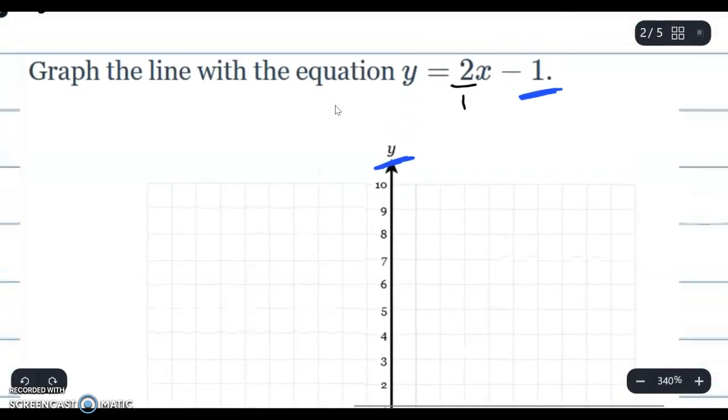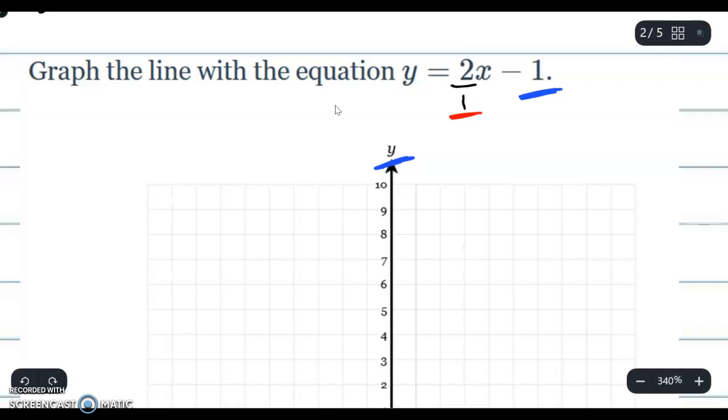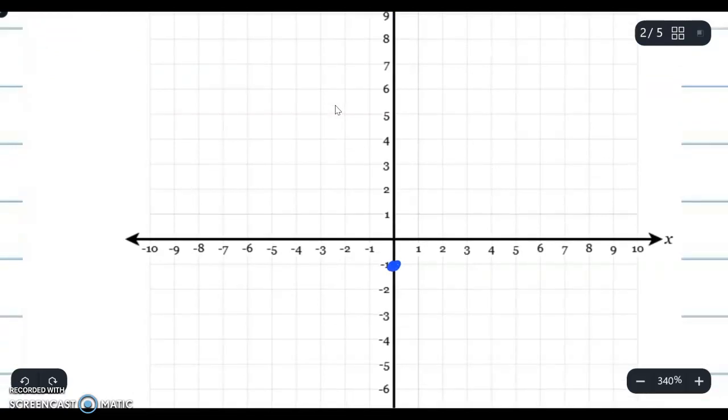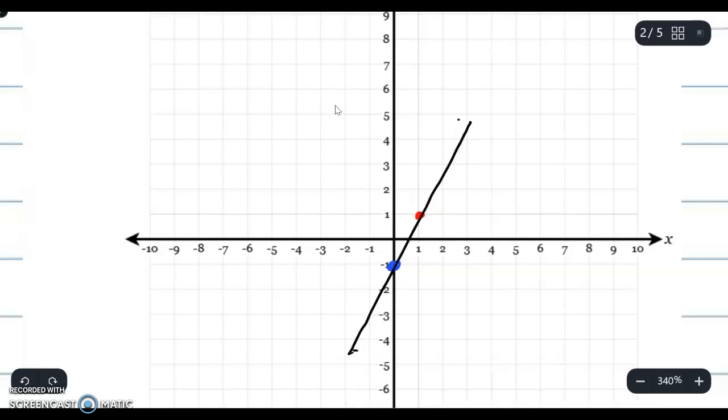Then I'm going to do the rise over run. It's a rise of 2 and a run of 1. This is for the slope. So I'm going to come back down to -1 here and go up 2 and over 1. Okay, and I'm going to show you that again. Up 1, 2, and over 1. Alright, and then draw a line. And that's it.